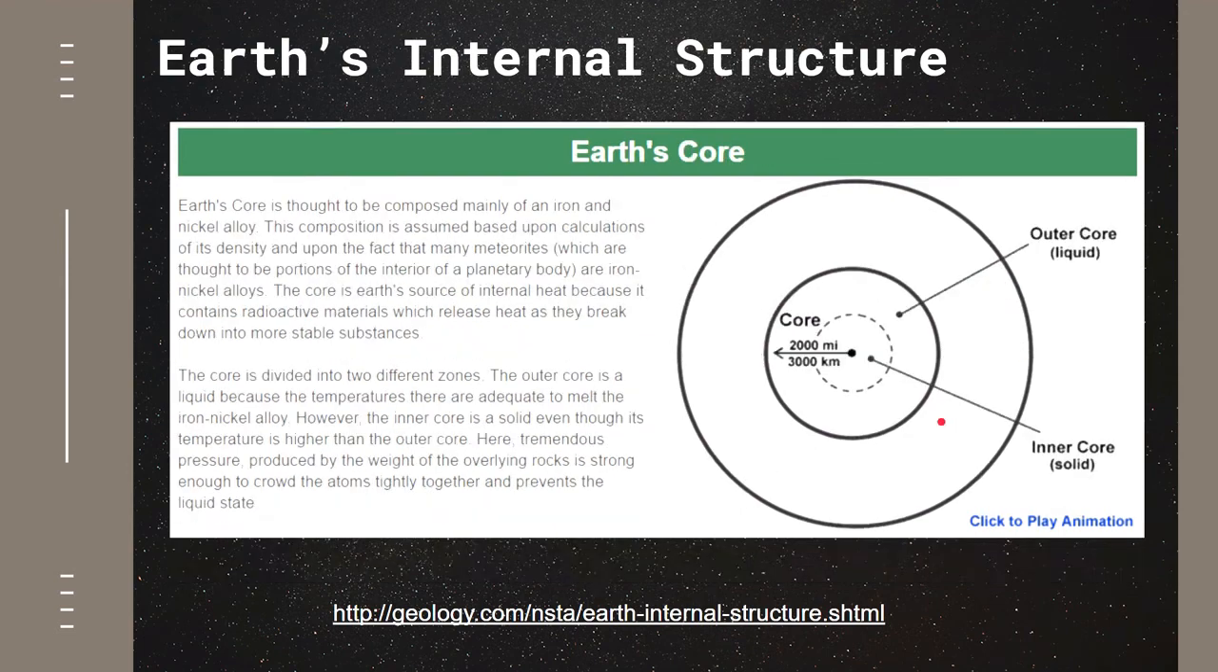Then the Earth's core: the outer core is made up of liquid substances, while the inner core is mostly made up of solid composition. The core is the Earth's source of internal heat. We will discuss this in the second unit, because it contains radioactive materials which release heat as they break down. Again, the outer core is made up of iron-nickel alloy, while the inner core is solid even though its temperature is higher than the outer core.